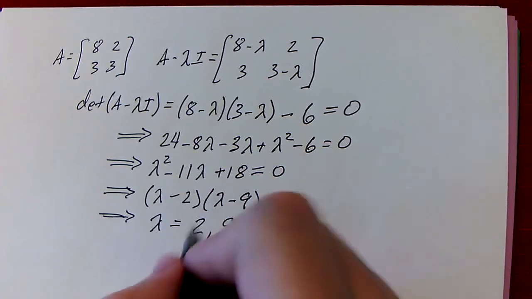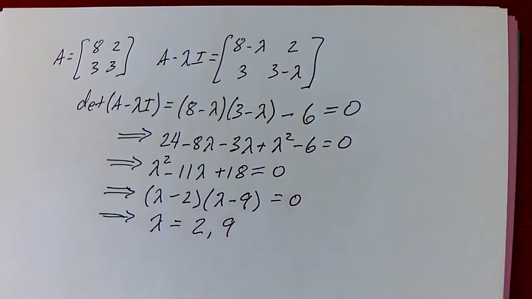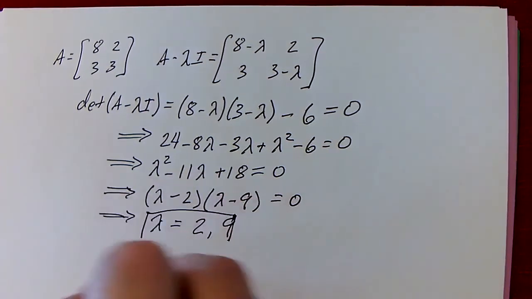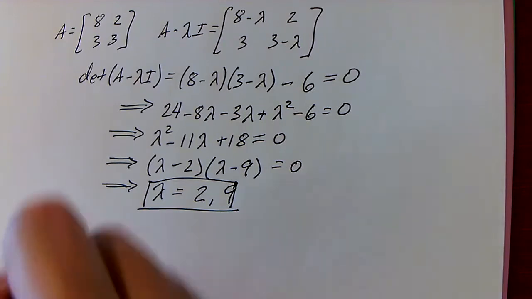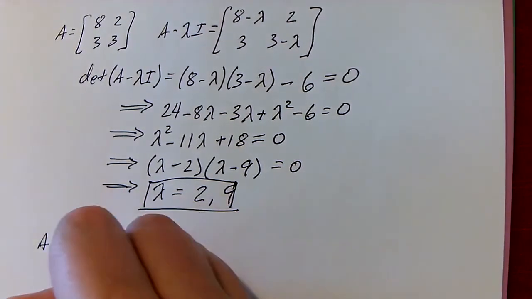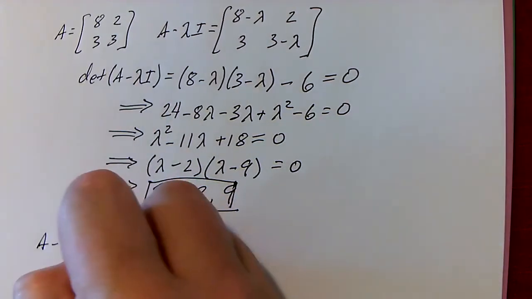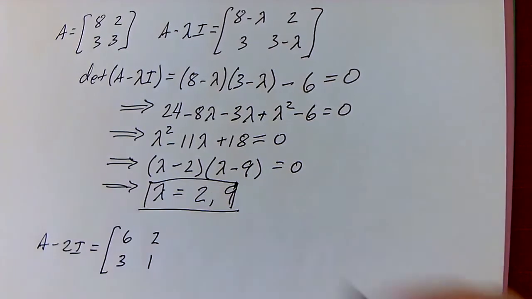Lambda minus 2 equals 0, so you move the 2 to the other side. And lambda minus 9 equals 0, so you move the 9 to the other side. So lambda equals 2 and 9 are my eigenvalues. Okay? Now for this one, let's keep going. So I'm going to do A minus 2I. Okay, so go back to your original A. So you're going to have 6, 2, 3, and 1.